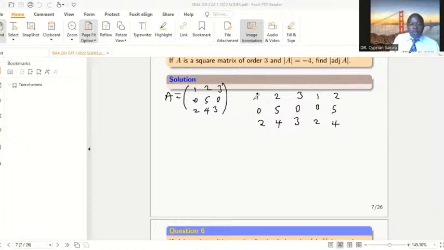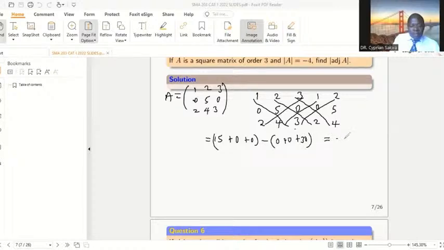Now, when I multiply along this diagonal, I have 15. Along this other diagonal, I have a 0. Along this other diagonal, I have a 0. Then this result subtracts the sum of, when I multiply along this diagonal, a 0, plus, along this other diagonal, a 0, plus, along this other diagonal, 30. So the determinant of this matrix, therefore, is negative 15.